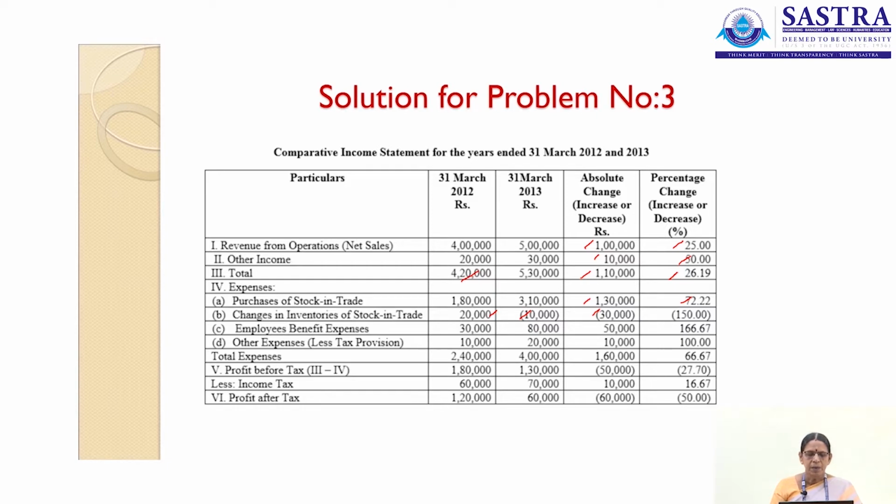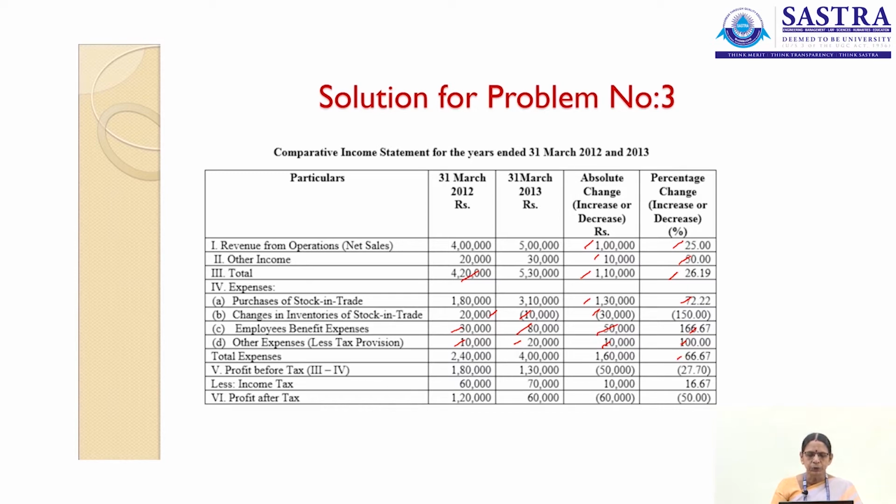The next is employee benefit expenses. We have 30,000 and we have 80,000. Net increase of 50,000. It is 166.67. Other expenses less tax provision. As we have already told, tax provision must be deducted and 10,000 and 20,000 should be taken into account. We have a net increase of 10,000, so it will be 100% increase. Total expenses 2 lakh 40,000 and it is 4 lakhs. 1 lakh 60,000 is a net increase, so we will get 66.67.